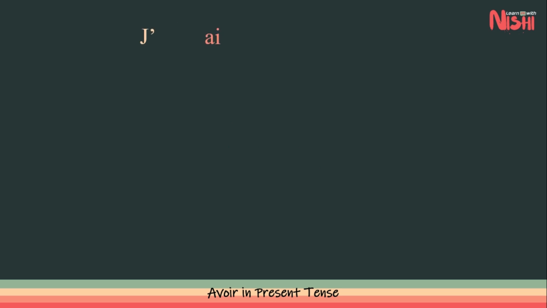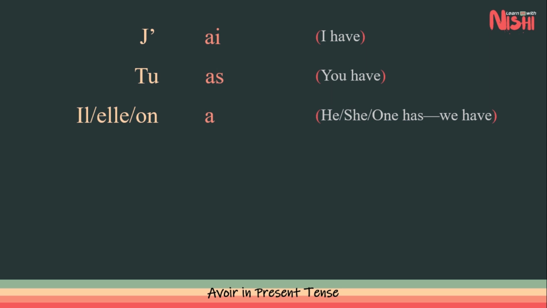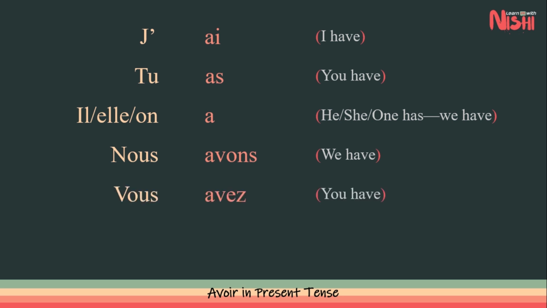J'ai, I have. J apostrophe, as AI starts with a vowel. J'ai. Tu as, you have. Il a, he has. Elle a, she has. On a, one has or we have. Nous avons, we have. Vous avez, you have. Ils ont, elles ont, they have.